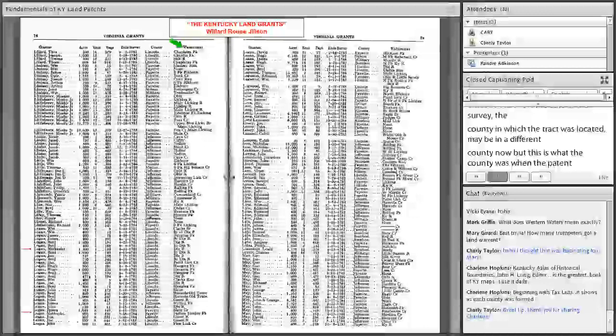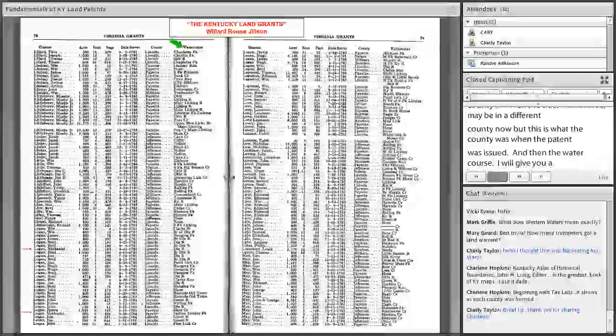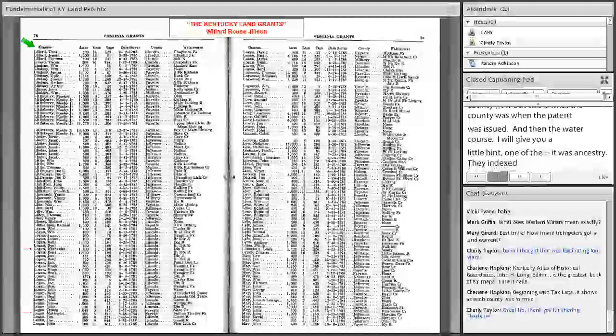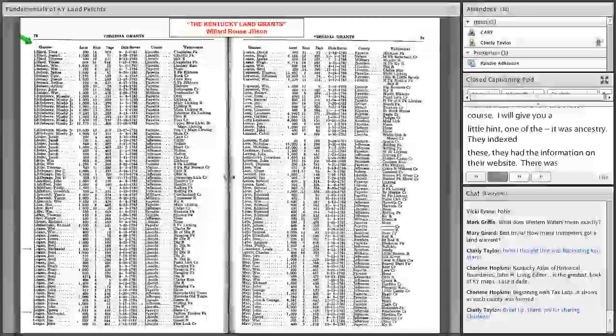I will give you a little hint. One of the, it was Ancestry. They indexed these, and they had the information on their website. There was a mistake that was made during the indexing process, and it was causing some confusion until we were able to identify the problem and contact them, or some researchers did.